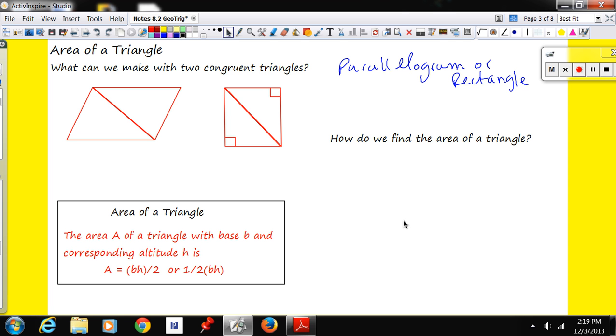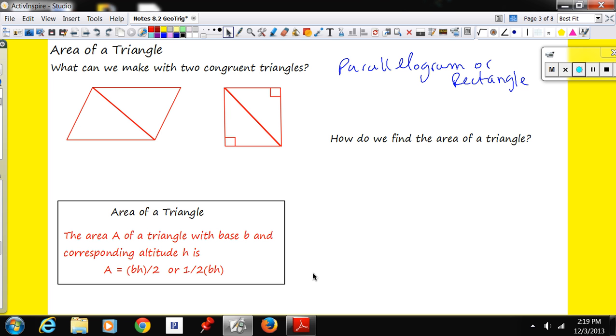Okay, so here's the formula for area of a triangle. Area A of a triangle with base B and corresponding altitude H is base times height divided by 2. We already have seen that formula many times, but just putting it out there again so you can see it. 1/2 times base times height also works, because 1/2 is the same thing as dividing by 2. You multiply by 1/2.